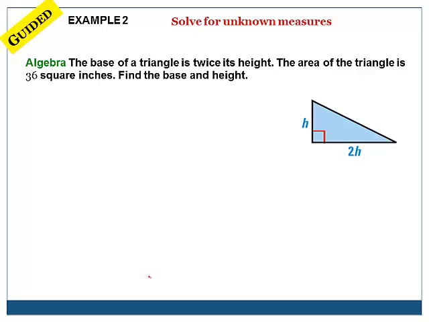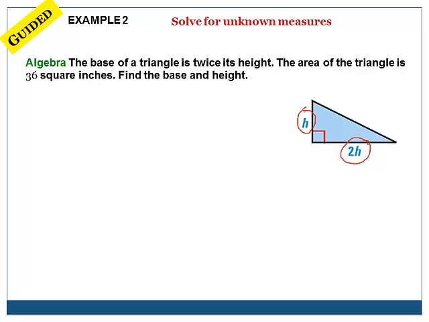Now for our other example, we have the base of a triangle is twice its height. The area of the triangle is 36 square inches, and we need to find the base and the height. So we're solving for the unknown measures here. So let's break down the problem a little bit. It says that the base of a triangle is twice its height. So we can see here the base, which is 2h, is twice the height. So they just took h, multiplied it by 2. And the area of the triangle is 36 square inches. So we need to find the base and the height.